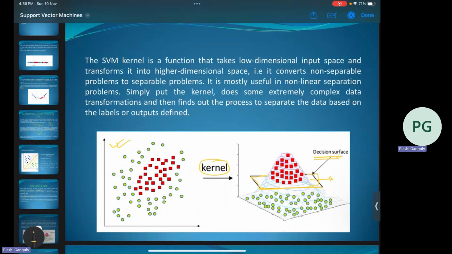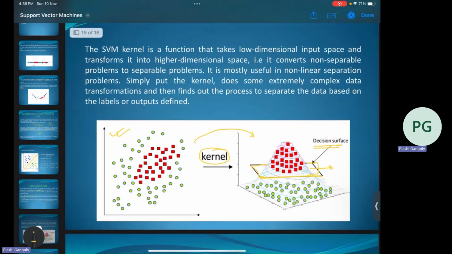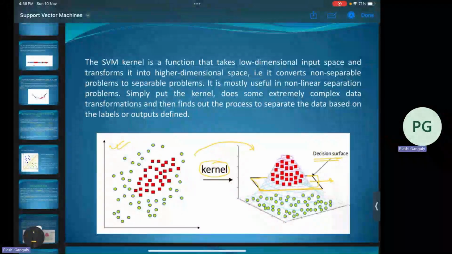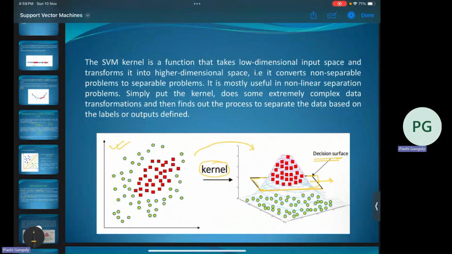Simply put, the kernel does some extremely complex data transformation. The data gets transformed from here to here, and then it finds a way to separate the data based on the labels or outputs that we have defined. So here we can see how easily, by moving through the kernel, we get separability in the non-linearly separable data.